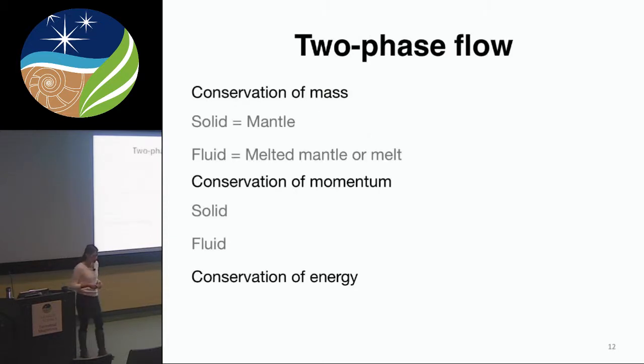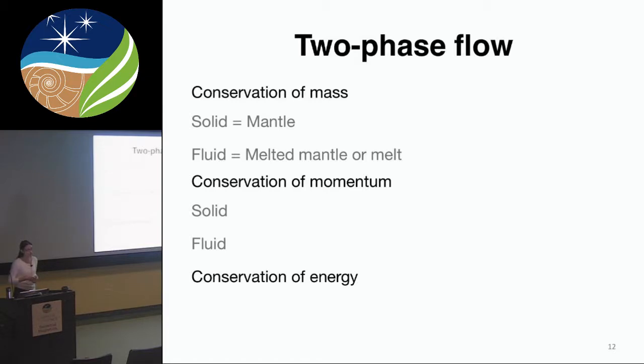So usually in geodynamics, we solve for Stokes flow in a single phase. We conserve mass, momentum, and energy. But then in two-phase flow, we have two different fluids of very different viscosity, so we need to resolve them. A way of doing this is to conserve mass, momentum, and energy in both the solid phase and the fluid phase.